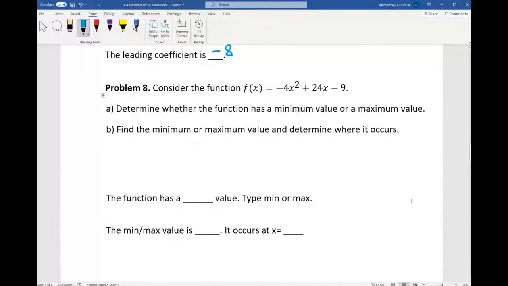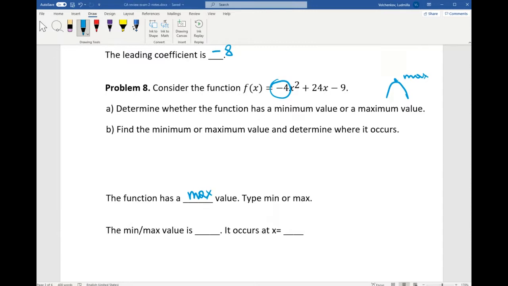Okay, consider the quadratic function -4x squared plus 24x minus 9. Determine whether the function has a minimum value or maximum value. Find the minimum or maximum value and determine where it occurs. So actually find the vertex of the parabola and tell whether it opens upward or downward. Negative 4x squared, so the leading coefficient is negative. It means the parabola opens downward and it has a maximum value.